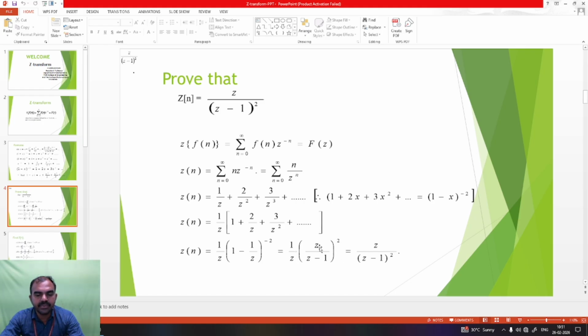Now the square of this value: numerator z square, and denominator z is cancelled. So what is the remaining? z by the denominator square, z minus 1 the whole square. So z of n is z by z minus 1 the whole square.